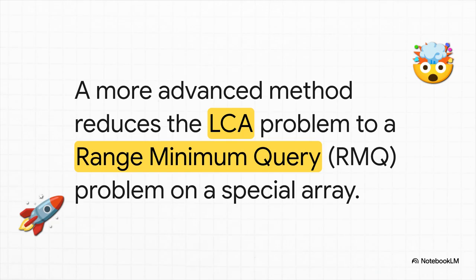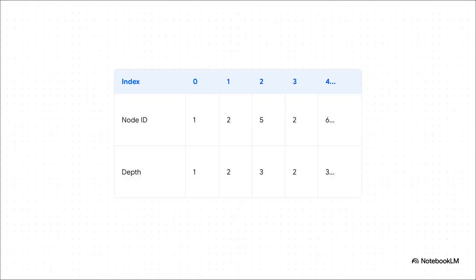There's another, more advanced method that transforms this tree problem into a completely different kind of problem, something called a range minimum query, or RMQ. This is where things get really cool. To do this, we're going to do another DFS traversal, but this time we're going to record a node every single time we pass it, on the way down into a subtree and on the way back up. This is called an Euler tour, and for each entry, we'll store both the node and its depth.